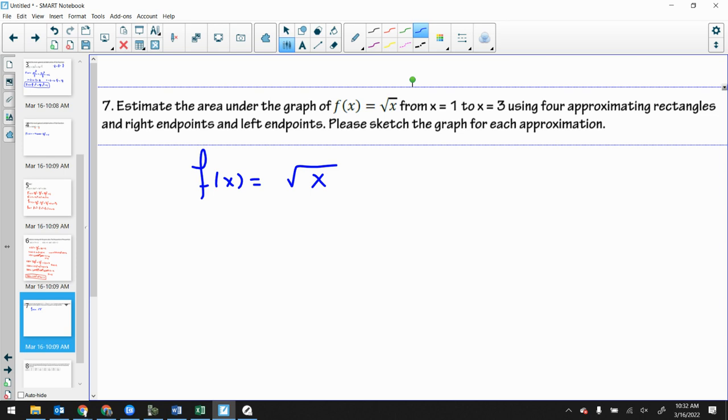If you don't know what the square root of x looks like, you could just graph it in your calculator. This is our most basic square root function. What we're doing here is looking at it from 1 to 3. So if I've got 1, 2, 3, I'm looking at it only from those values. Now I'm going to make a line up and a dot.